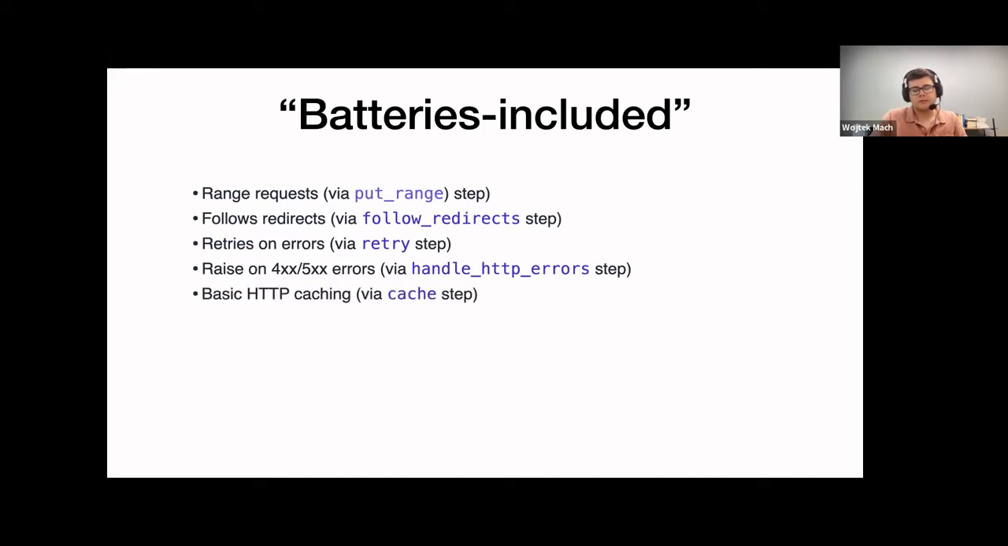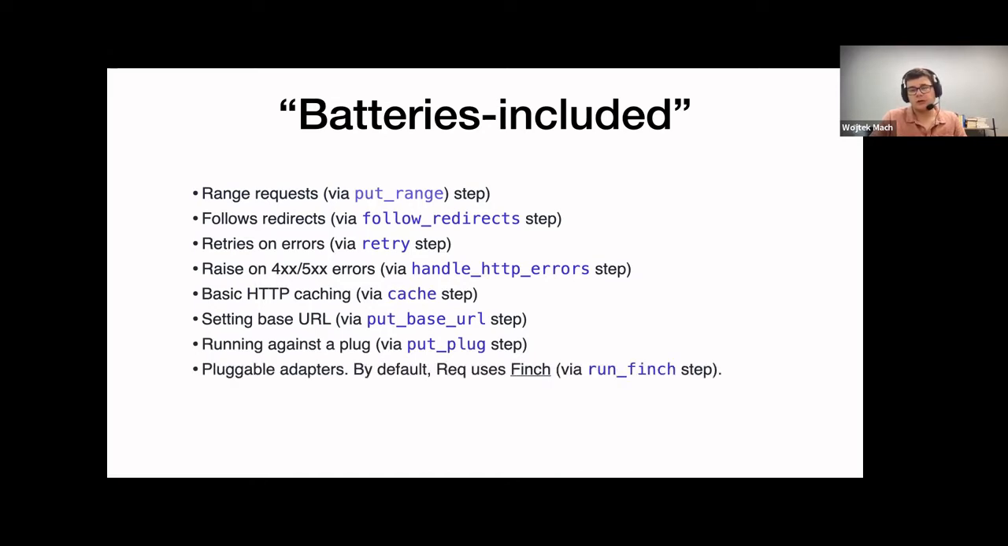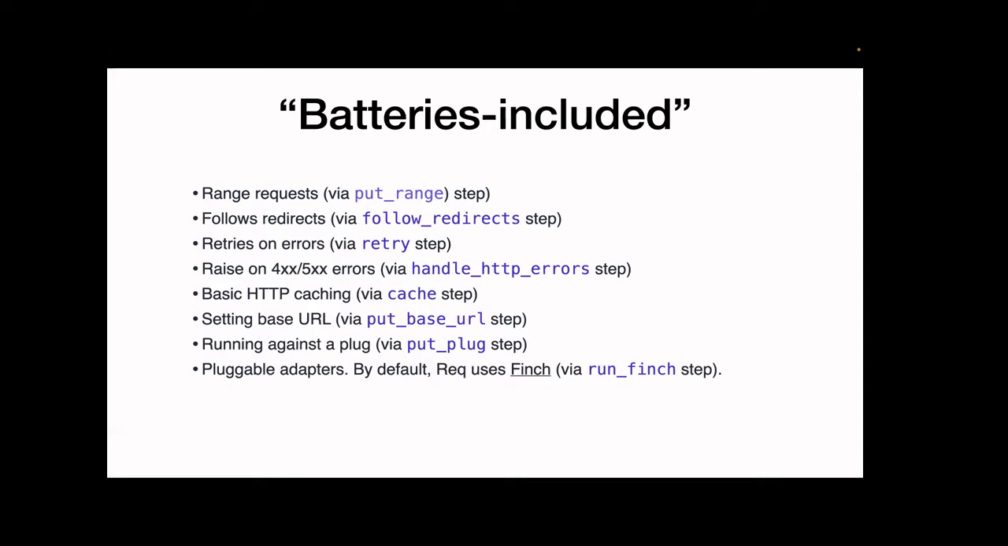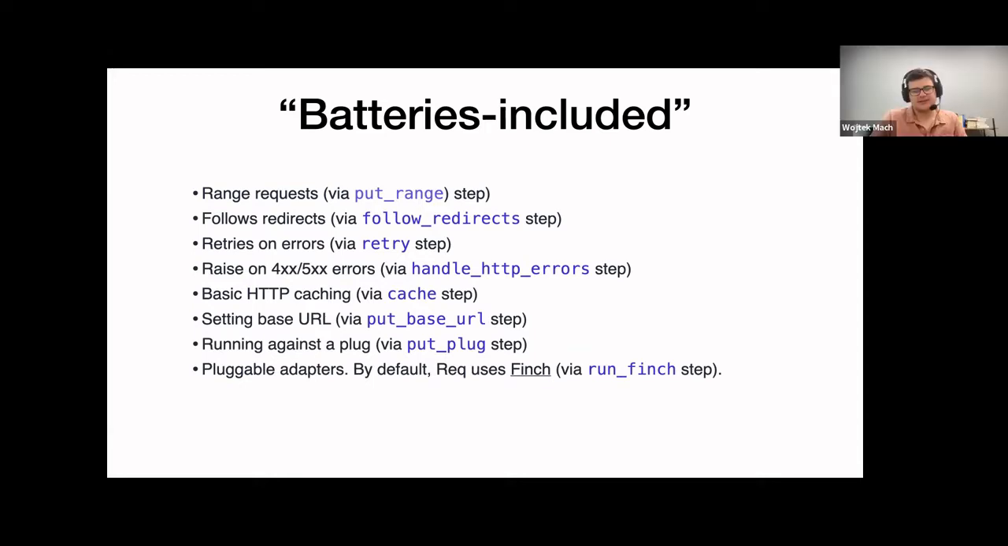We have some basic support for HTTP caching. We can easily set the base URL, and we can run against plugs. So there is support with the Plug library, and we have pluggable adapters. By default, Req uses the Finch HTTP client. Finch in turn uses the Mint client, so it's kind of like these layers. We're going to talk about Finch and adapters a bit later on.